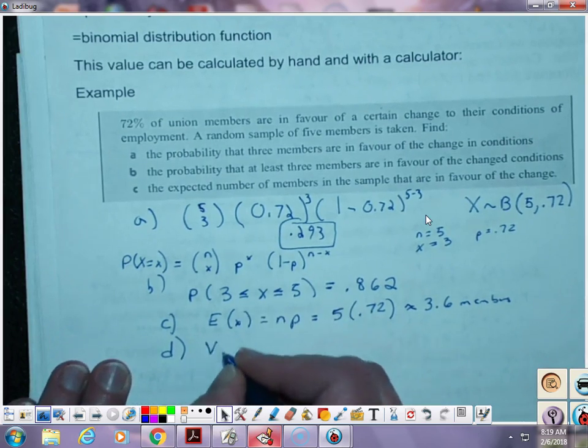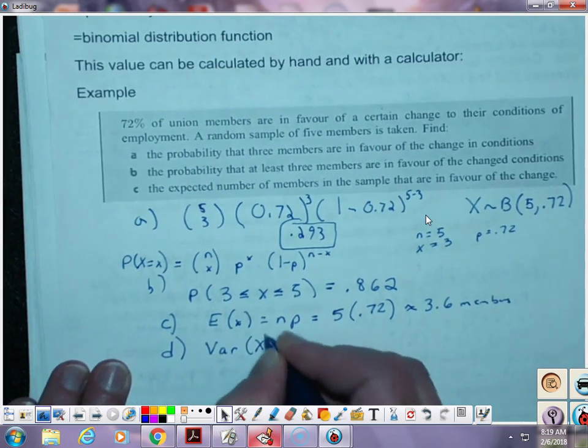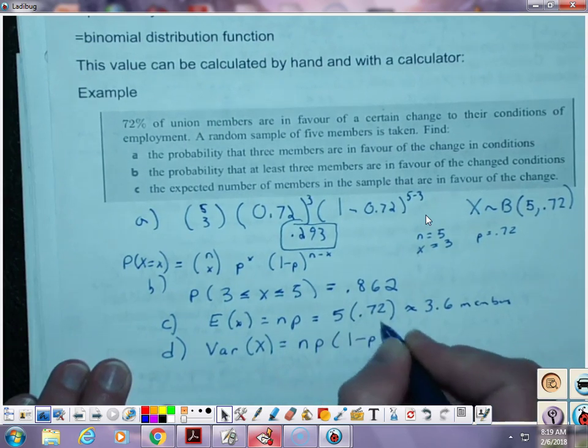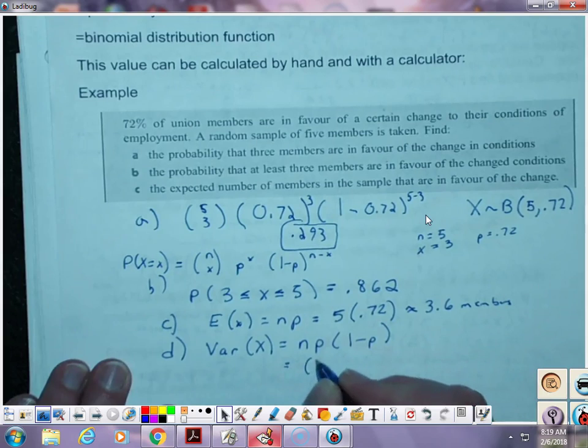We're going to find the variance. Okay, so the variance formula for binomial is NP times 1 minus P. I've already done NP.